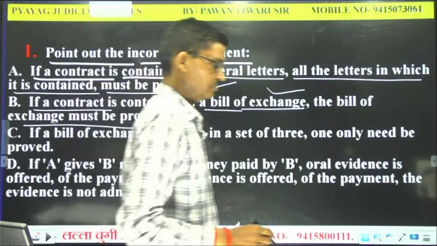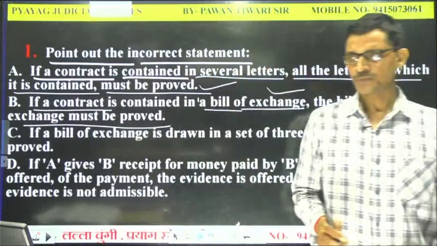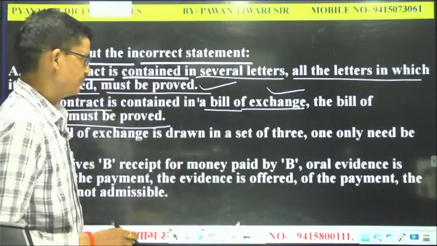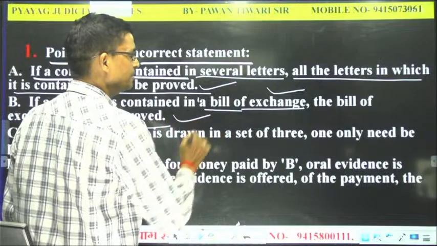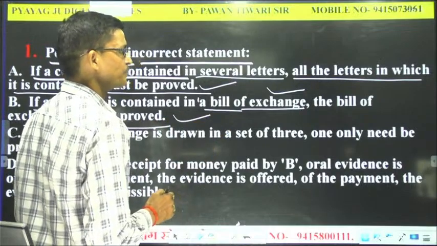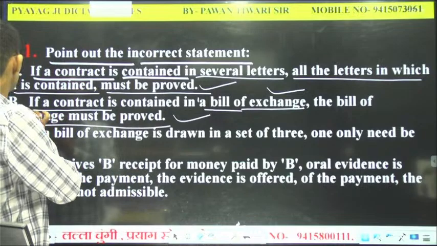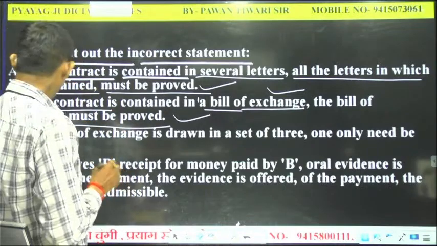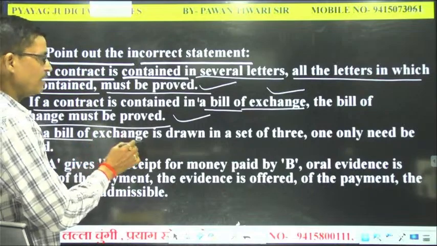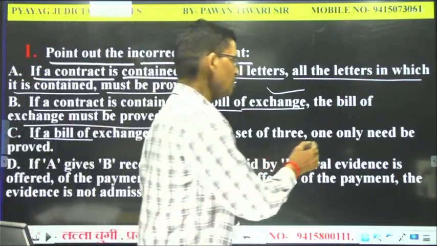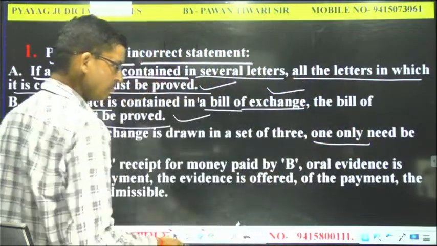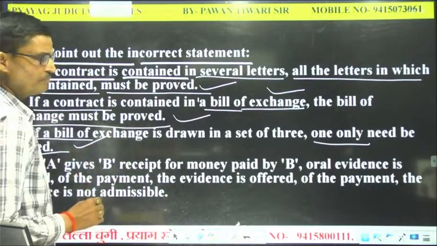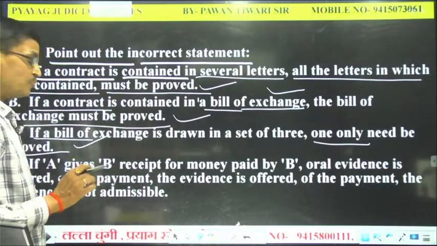No. The bill of exchange must be proved. It is not required. So, the statement B is incorrect, false. Because see, if a bill of exchange is drawn in a set of 3, any one need be proved. It means any one of them is required to be proved.